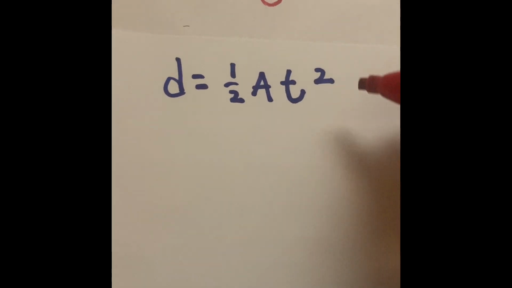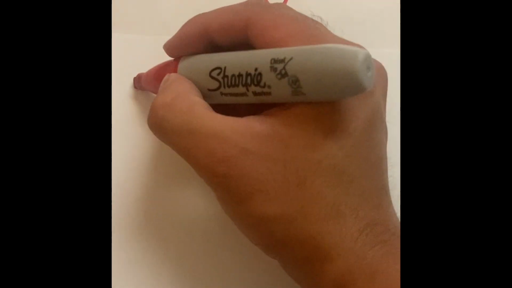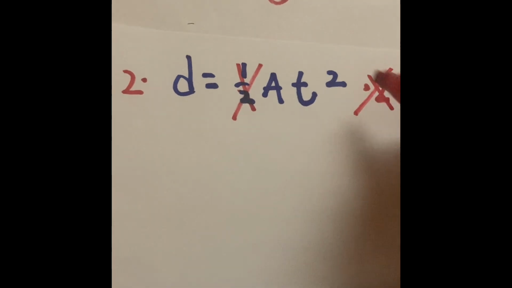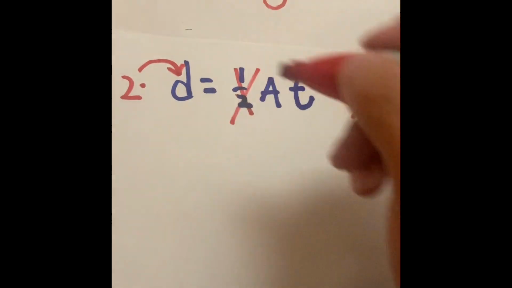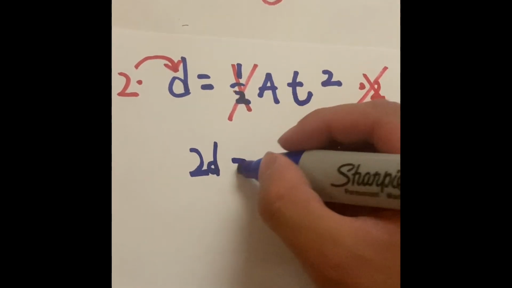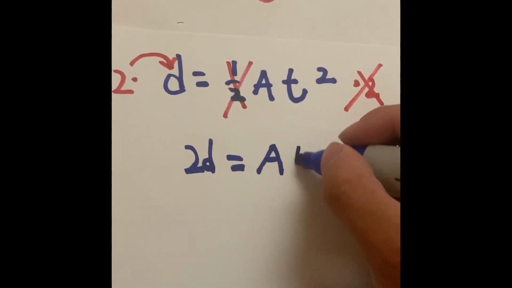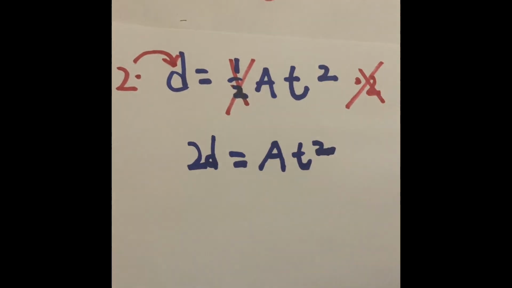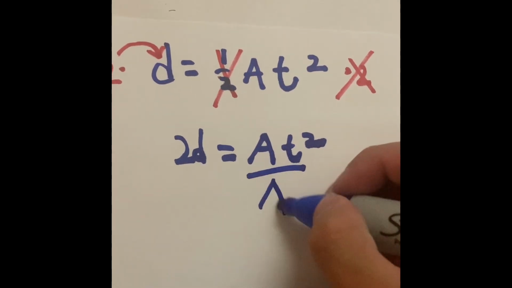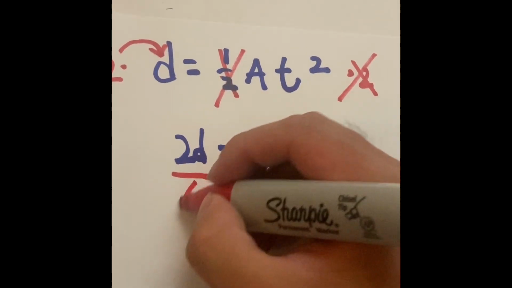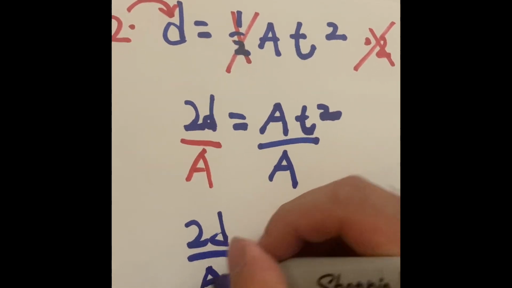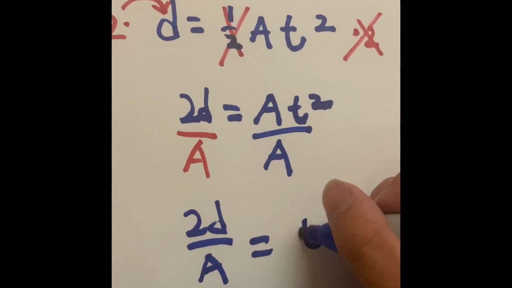Let's get rid of that fraction by multiplying both sides by 2. This gets rid of this fraction, and this gets rid of that right here. But that 2 multiplies into your d, or displacement. Your formula is now 2d is going to equal your a t squared. We still haven't gotten that t alone, so what we have to do is divide both sides by a. So now your formula becomes 2d divided by a is going to equal your t squared.